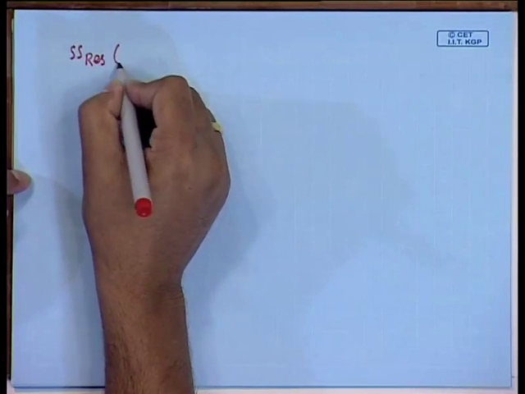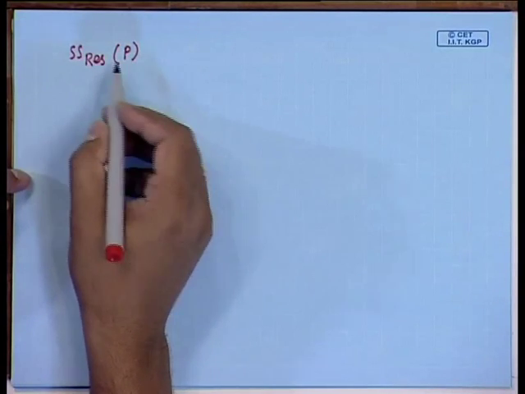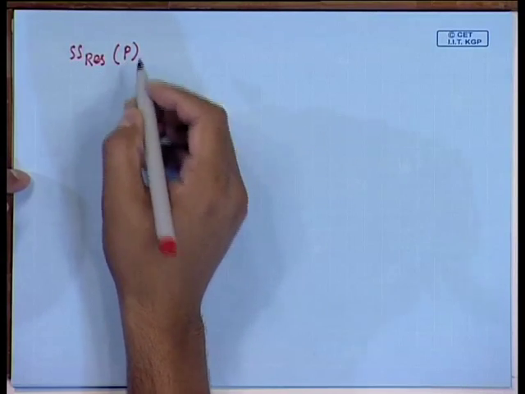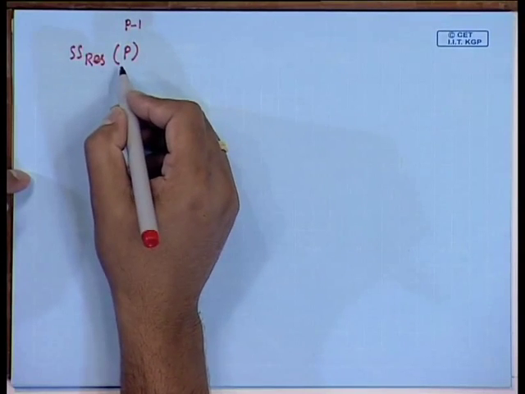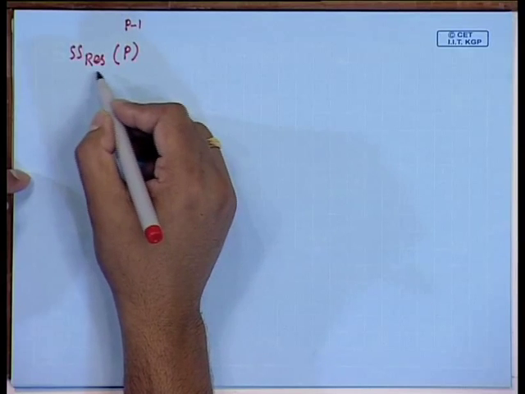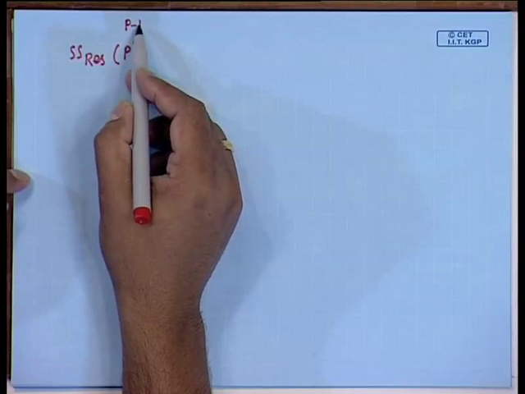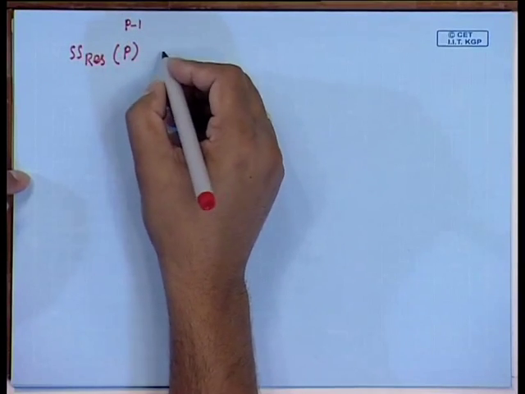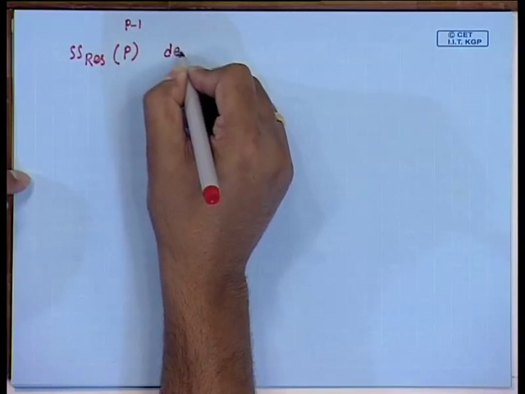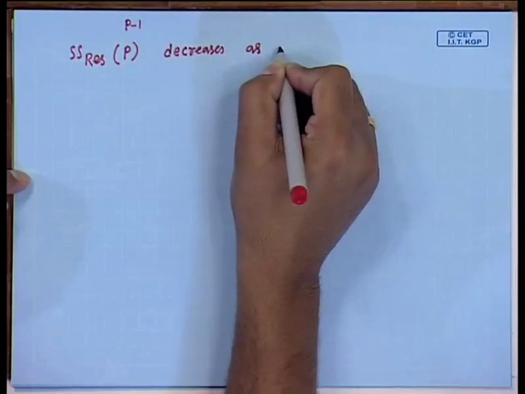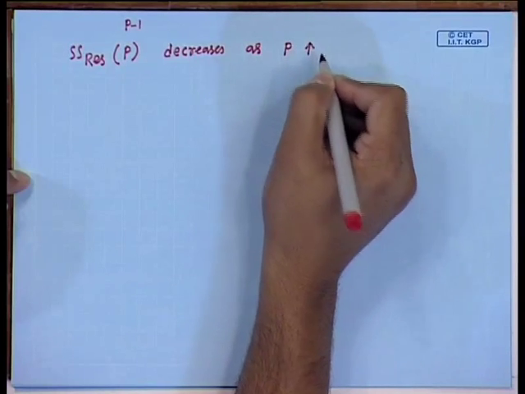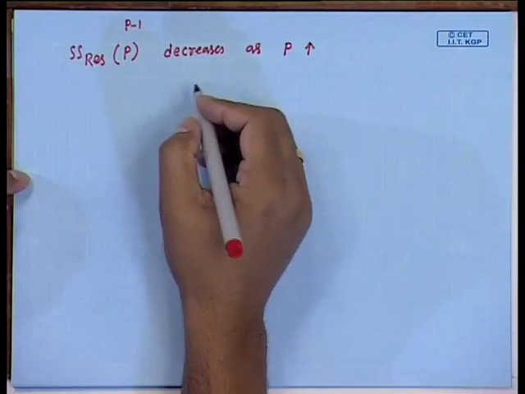Well, now one more thing I want to discuss here is that let me define SS residual P. The meaning of this one is that this is the residual sum of square when there are P minus 1 regressors in the model. And of course, I hope you know that this SS residual involving P minus 1 regressors in the model decreases as p increases. So, if you involve more regressors in the model, then SS residual decreases.